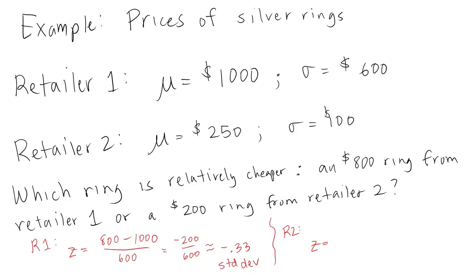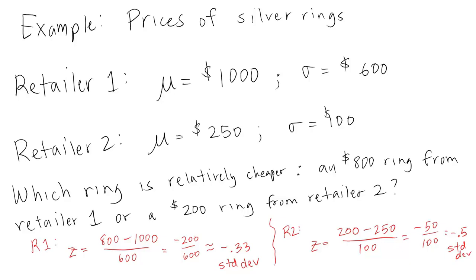So I take the $200 value of the variable, I subtract the mean for retailer 2, and I divide by the standard deviation for retailer 2. That's negative 50 divided by 100, and this one actually does come out nice and neat. It comes out to negative 0.5. A lot of people will still write the 0 out of habit, just because there's this tradition of using 2 decimal places for a z-score, but we don't need to do that. This indicates that this is about a half of a standard deviation below the mean.